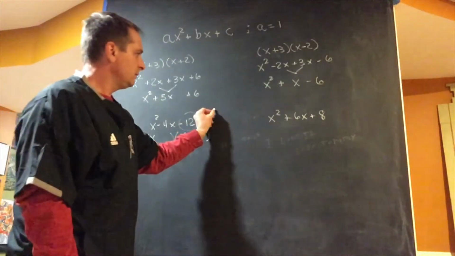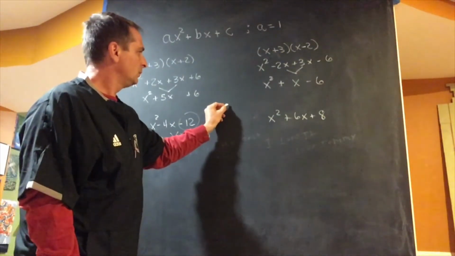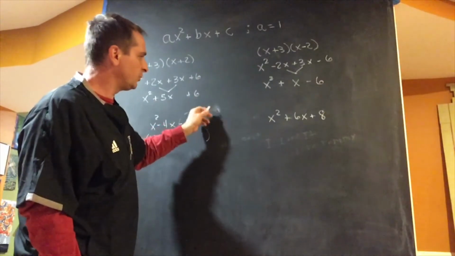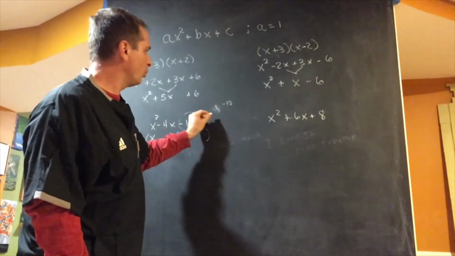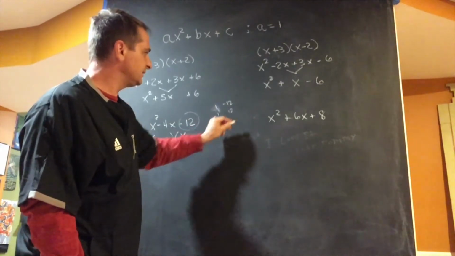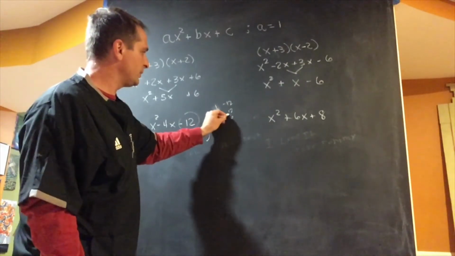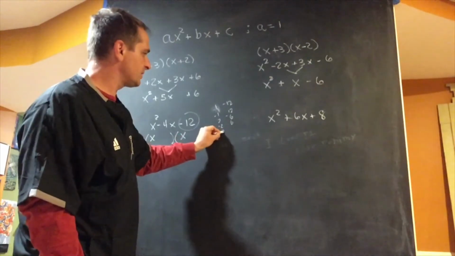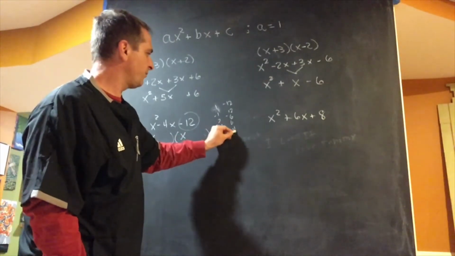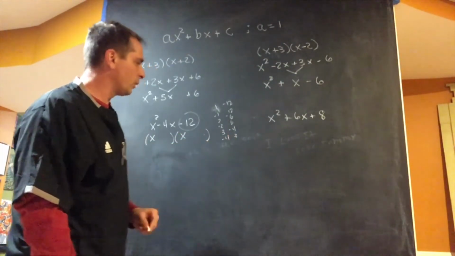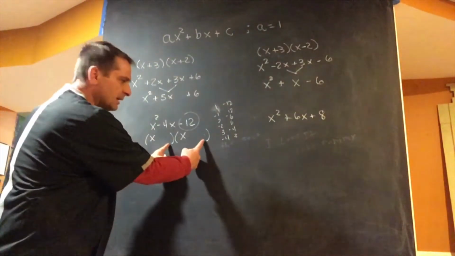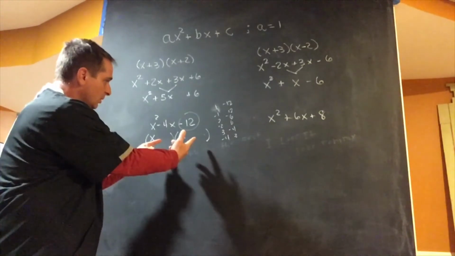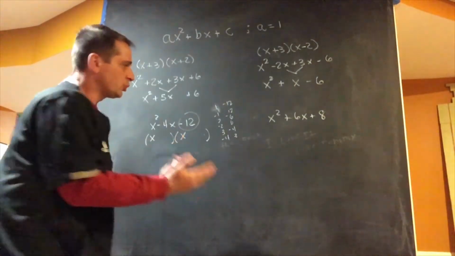Now sometimes we'll make a list over here. You've got 1 and negative 12, or vice versa, negative 1 and positive 12, 2 and negative 6, or negative 2 and positive 6, 3 and negative 4, or negative 3 and positive 4. So there are my possible pairs that can populate these back positions. And then you can trial and error this.